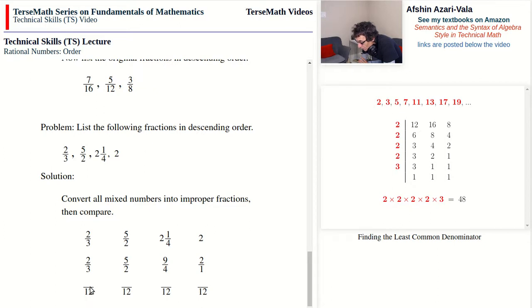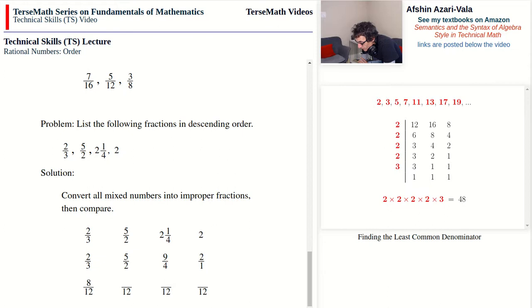Then in sequence we divide by the bottom, multiply by the top. Fraction 1, 12 divided by 3, 4. 4 times 2, 8. Fraction 2, 12 divided by 2, 6. 6 times 5, 30. Fraction 3, 12 divided by 4, 3. 3 times 9, 27. And the last fraction, 12 divided by 1, 12, times 2, 24.